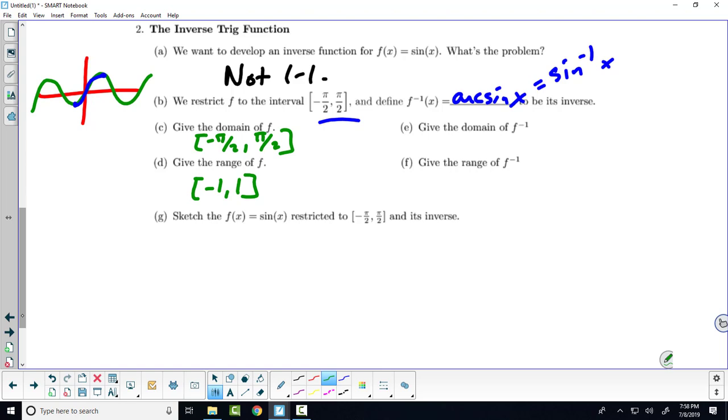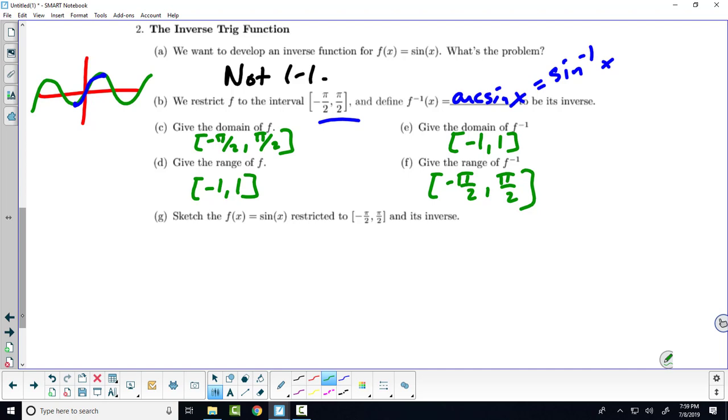Okay, that gives you an insight as to the domain and range of the arc sine. To be honest, folks, I don't remember the domain and range of the arc sine. I remember the domain and range of the sine, and then I do the flip-flop as appropriate. Right? So what is the domain of the arc sine? -1 to 1. What is the range? What is the output? -π/2 to π/2.